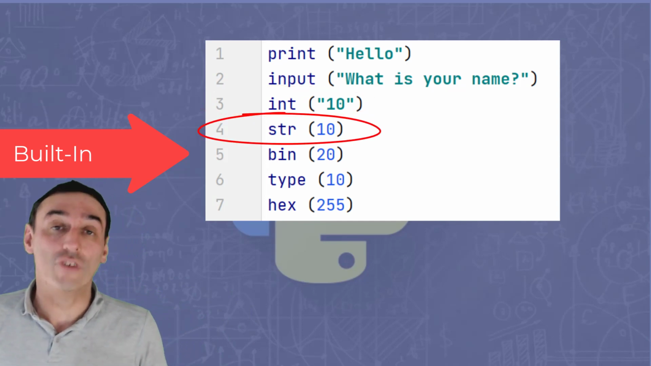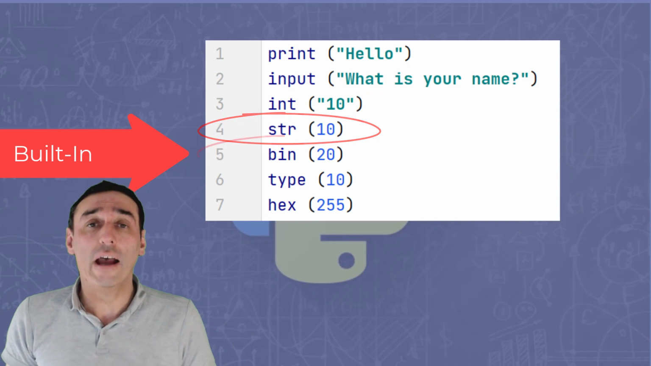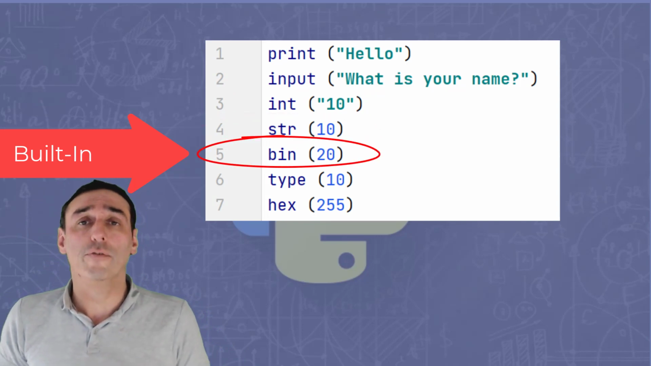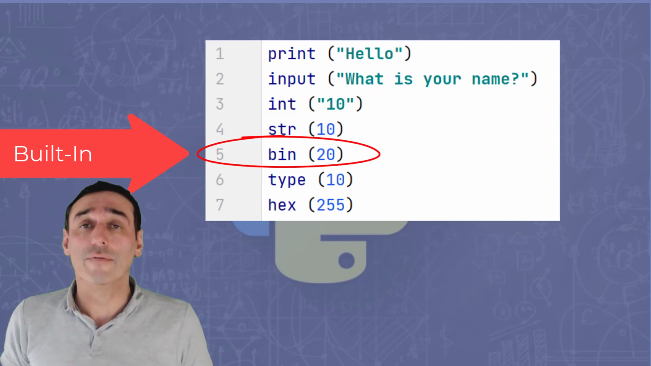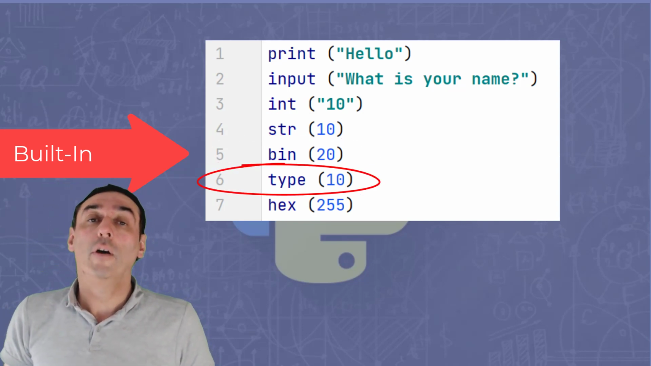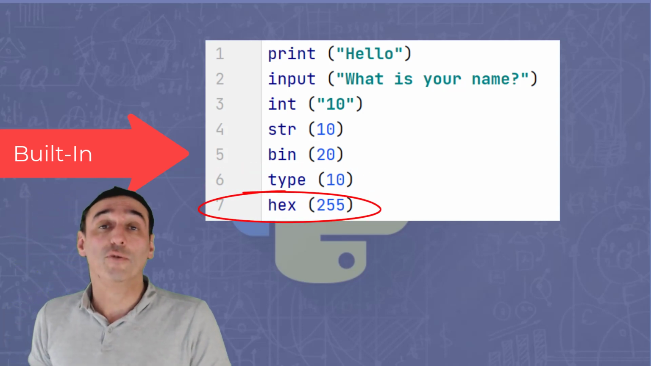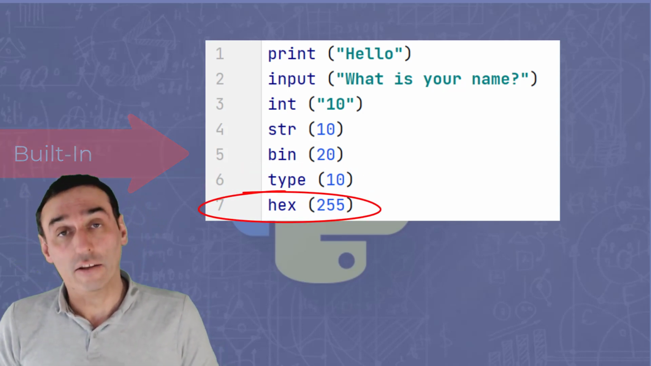You then have str, which will take its value and convert it to a string. You also have the bin function, which will convert a value into a binary value. You have the type function, which will return the type of the variable inputted, and also hex, which will convert a value into a hexadecimal value.